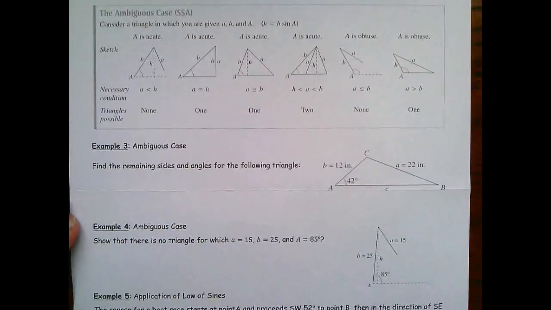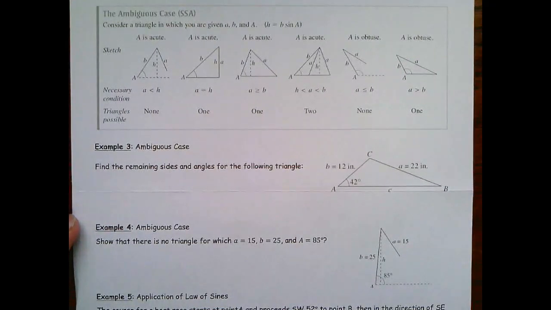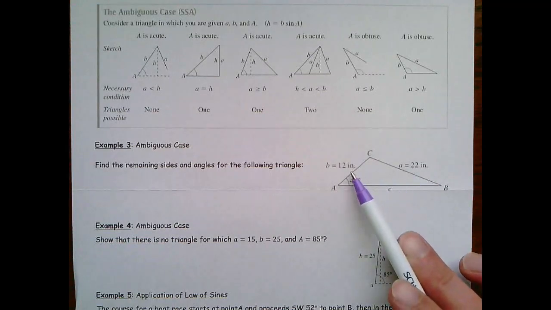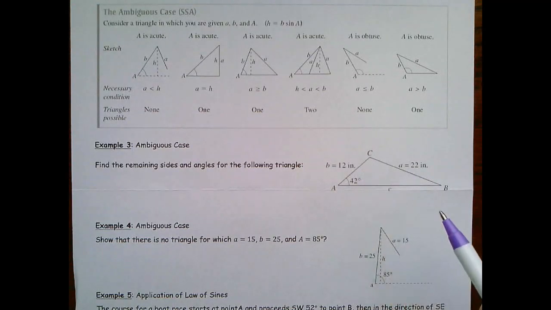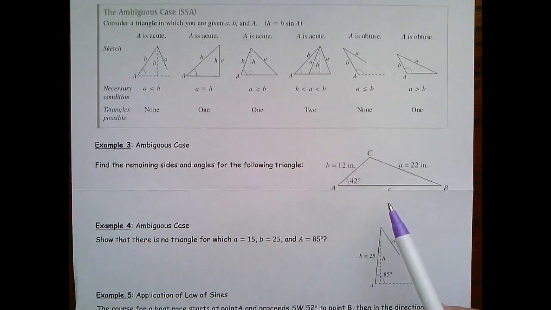In example 3, it says, find the remaining sides and angles for this triangle. So what do you think? Would it be easy to do right away? Well, notice I have angle A and I have side a. I have side b, but I don't know angle C, I don't know angle B, and I don't know side c. So I can't really say anything currently about the angles or about the sides.